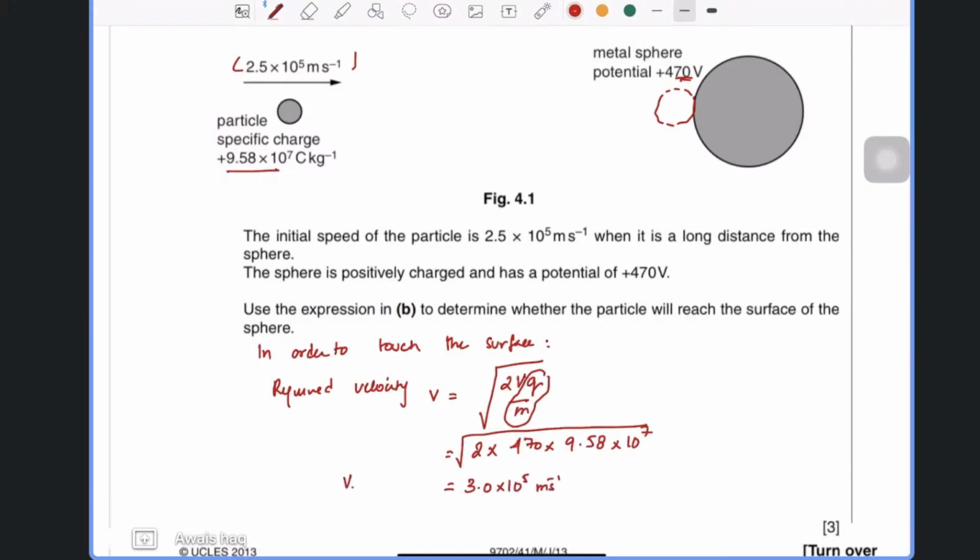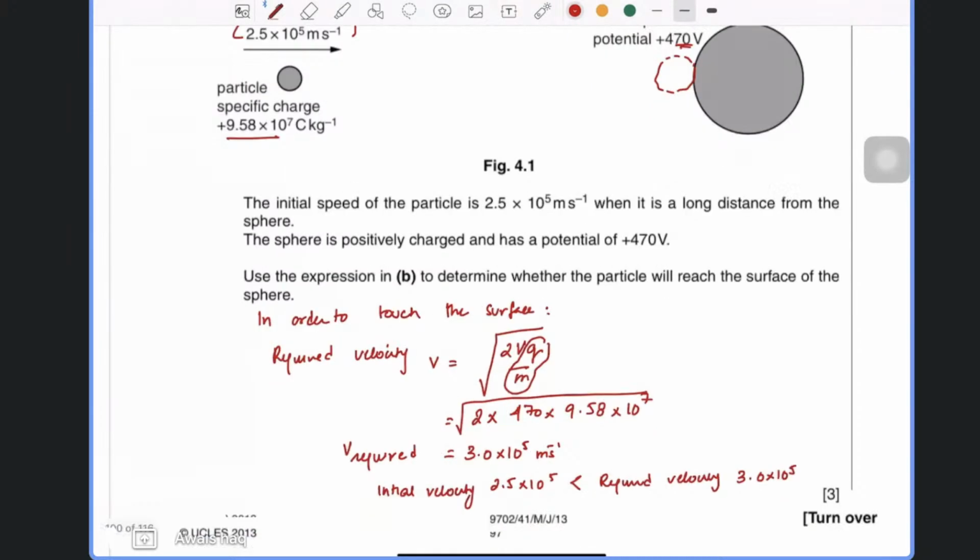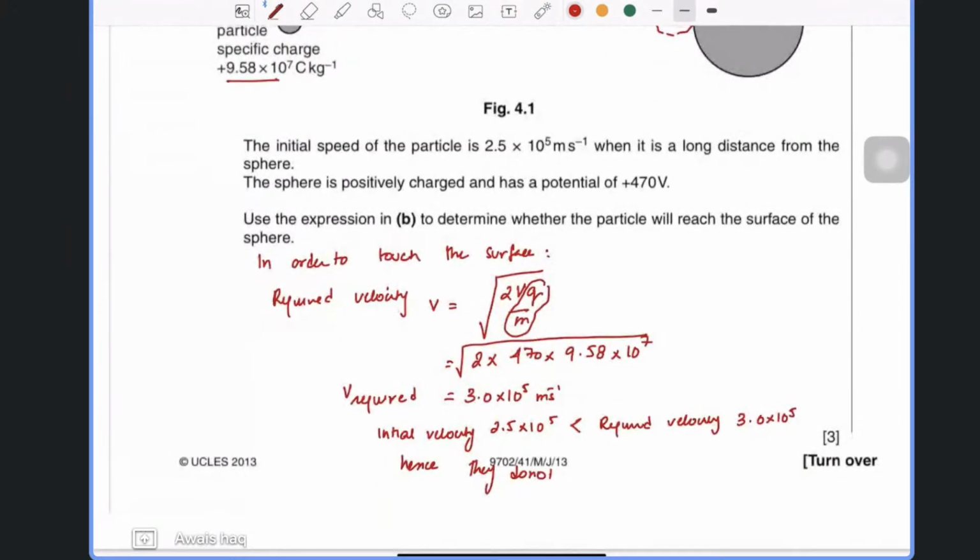Now this is the velocity that is required to make this happen. But our velocity is less than this. So we're going to say that the initial velocity, which is 2.5 times 10 raised to 5, is less than the required velocity, which is 3.0 times 10 raised to 5. So hence they do not touch.